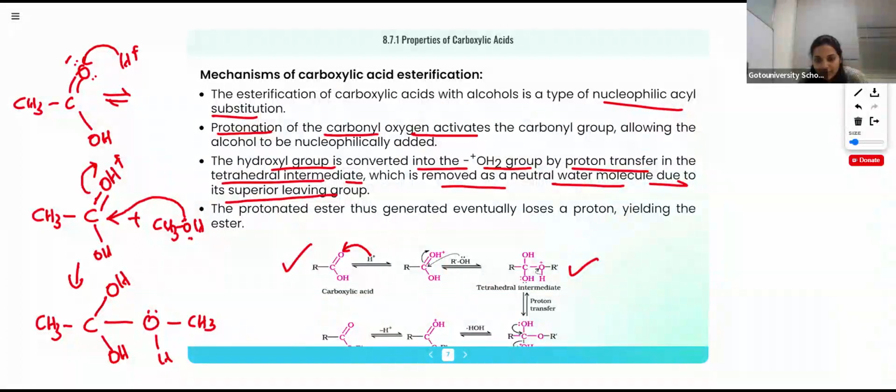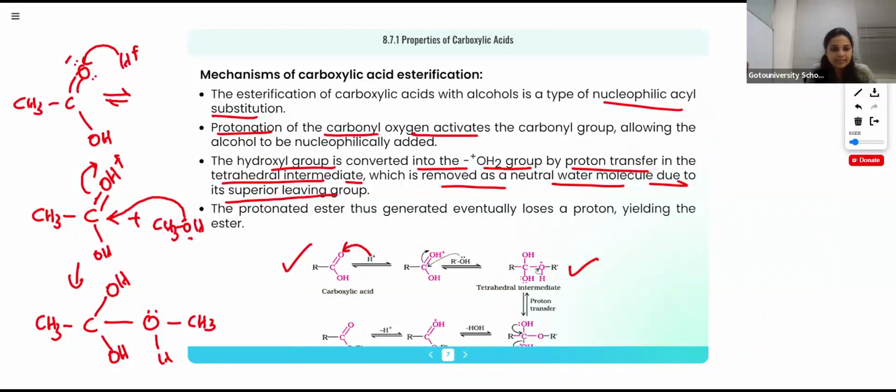See, these electron pairs will come here. Then this OH will be removed. Then here you will get the OH group, and here you will get the remaining group, the OR group. Understood, right? Any doubt?